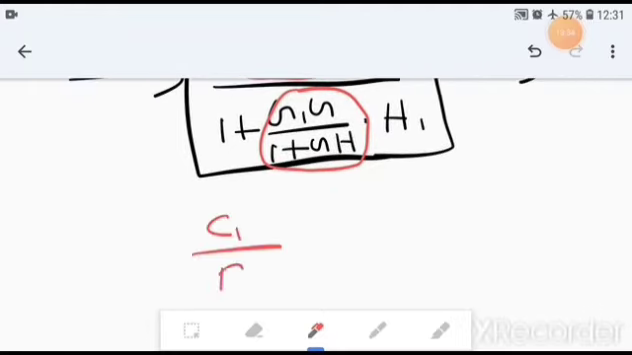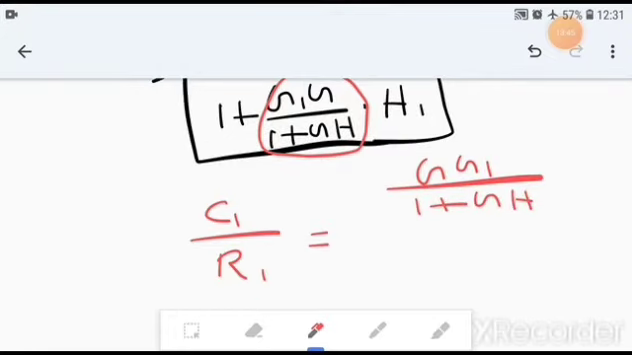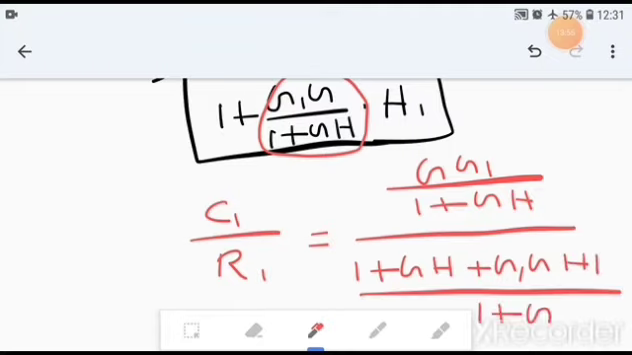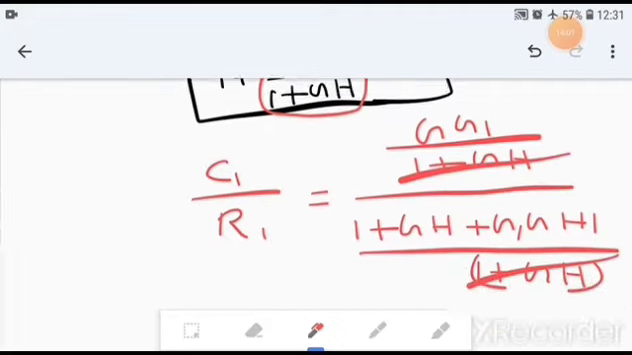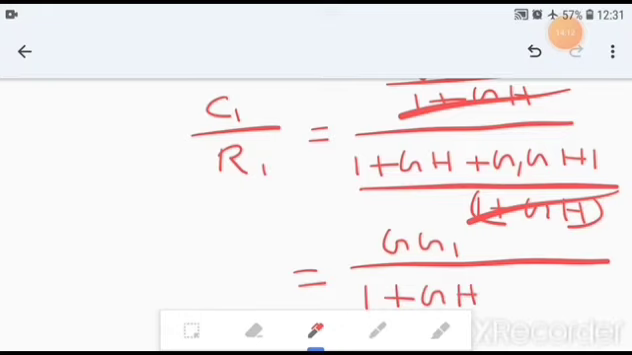We can write C1 by R1 is equal to G1 by 1 plus GH whole divided by, here if you take the LCM in the denominator we get 1 plus GH plus G1 G into H1 whole divided by 1 plus GH. So this 1 plus GH here will get cancelled. So what we are left with is G1 by 1 plus GH plus G1 G H1.